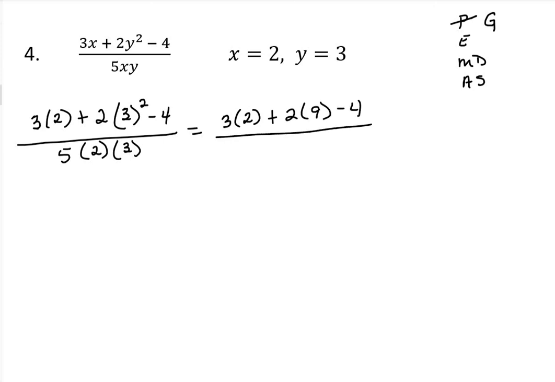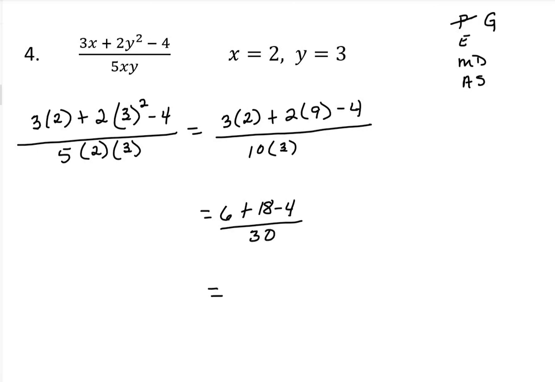Now in the denominator, I can work on it separately from the numerator. So I can go ahead and multiply down here. And remember, the multiplication is commutative and associative. So I can multiply any of these two numbers together that I want. I'm just going to go ahead and multiply 5 times 2 and get 10. So then I'll have 10 times 3 in my denominator. Okay, so now my next step is to do the multiplication. So in the numerator, I have 3 times 2, which is 6, 2 times 9, which is 18, and then in the denominator, I'm going to have 30.